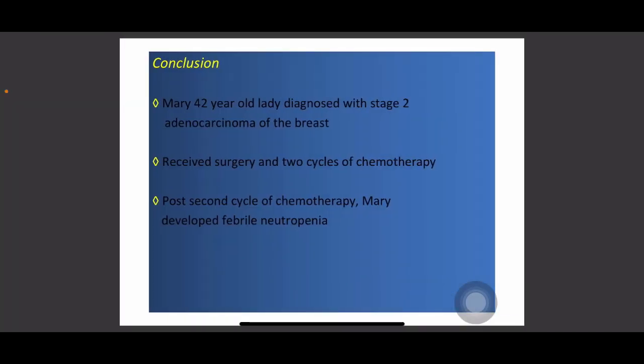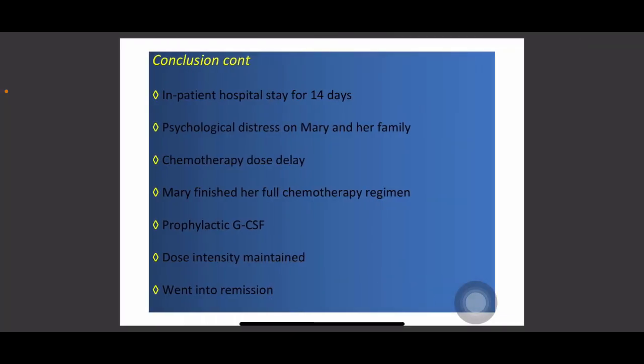Conclusion. Mary, a 42-year-old lady diagnosed with stage 2 adenocarcinoma of the breast, received surgery and 2 cycles of chemotherapy. Post second cycle of chemotherapy, Mary developed febrile neutropenia. Inpatient hospital stay for 14 days, psychological distress on Mary and her family, chemotherapy dose delay. Mary finished her full chemotherapy regime with prophylactic GCSF, dose intensity maintained, and went into remission.